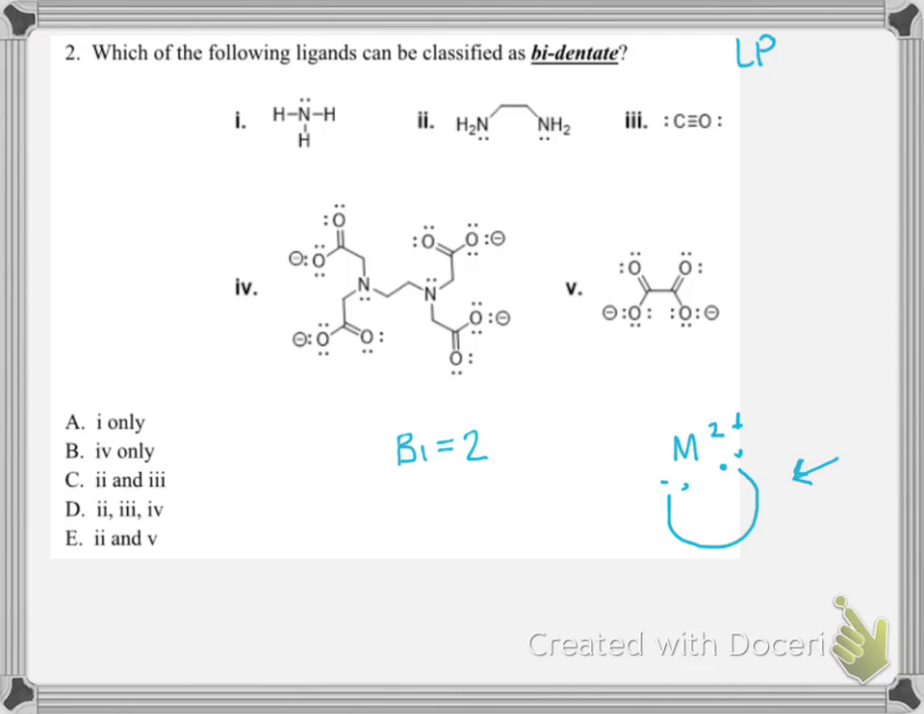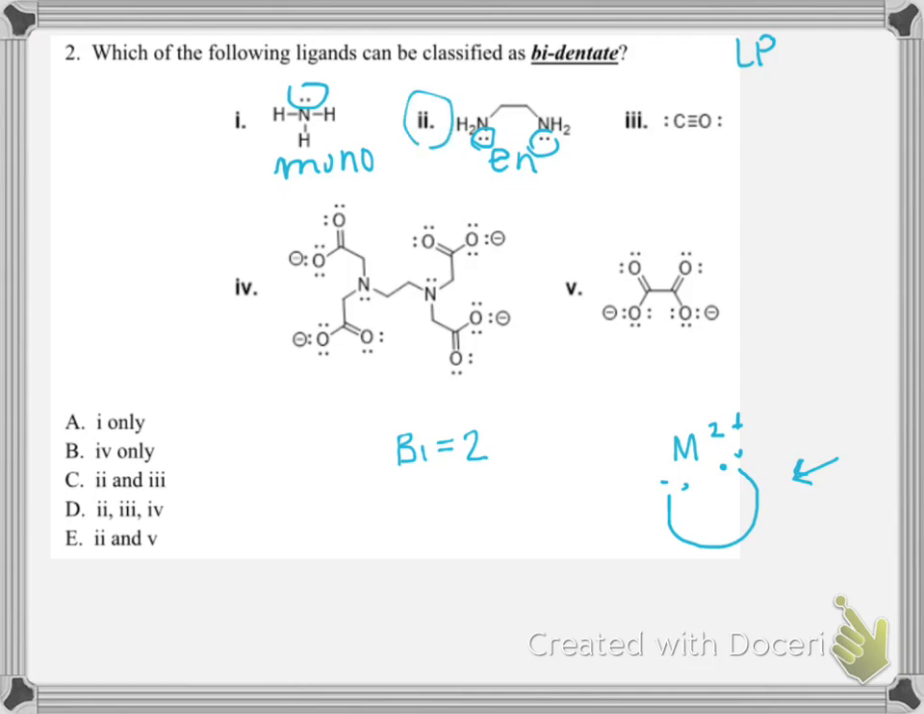So if we look at ammonia in the first option, this is a good ligand because it has the lone pair, but it only has one. So we would consider this monodentate because there's no way for it to have more than one lone pair come grab onto the metal. Whereas number 2, this is that En molecule that we've been hearing about. And this can wrap around, and the lone pairs on each nitrogen are able to get up against the metal. So this one is bidentate.